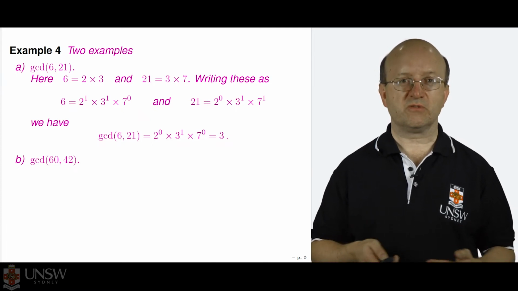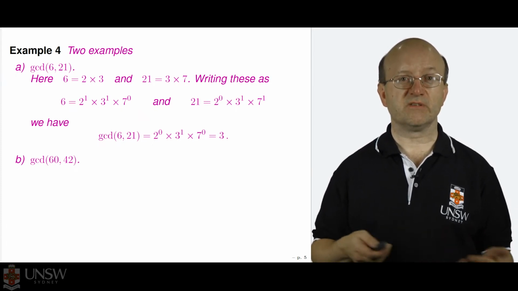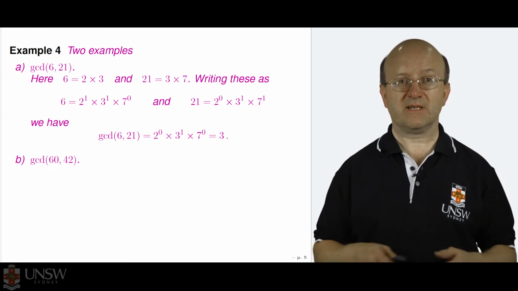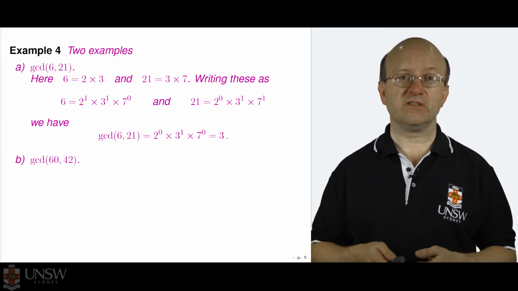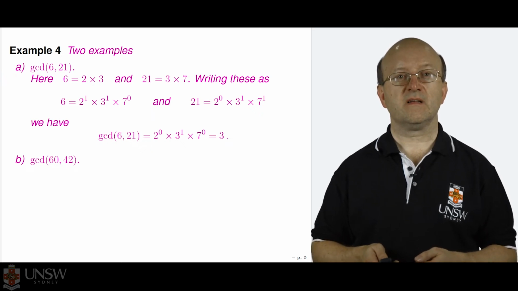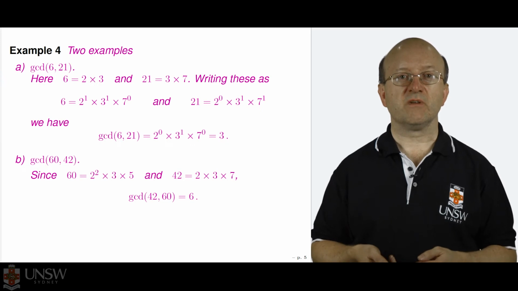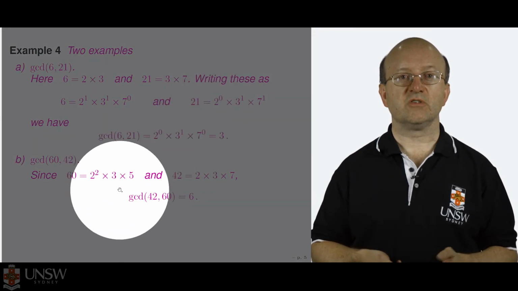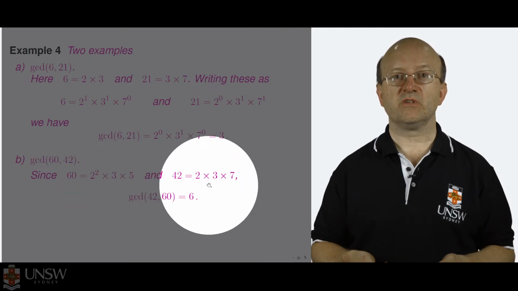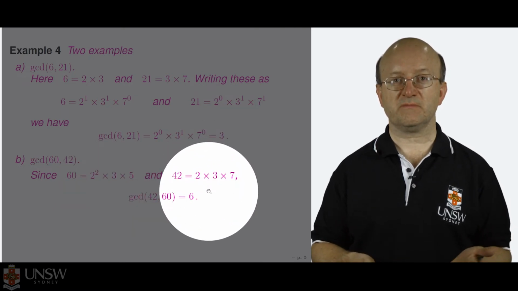Now, if you haven't already paused the video and had a go at doing the same thing for 60 and 42, I again invite you to pause the video briefly, write down the prime factorizations, and pull out the GCD of 60 and 42. Now, if you've done that, you will have found that 60 is 2 squared times 3 times 5, it's 4 by 3 by 5, and 42 is 2 by 3 by 7.